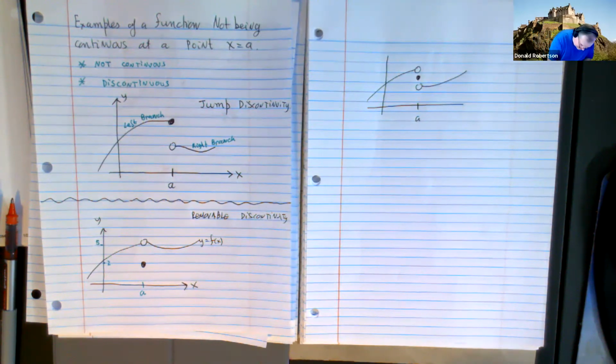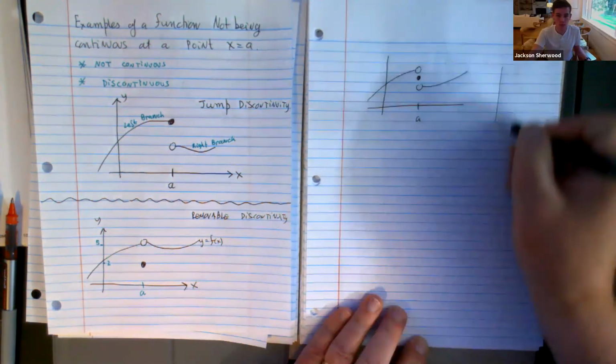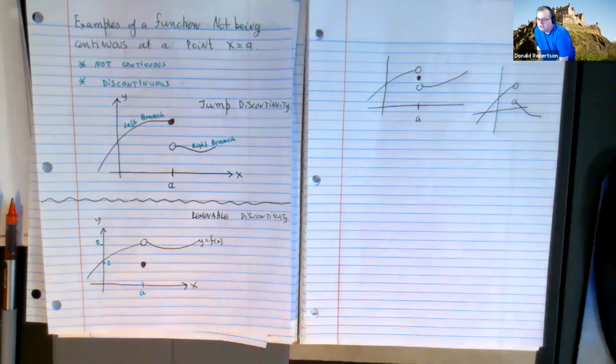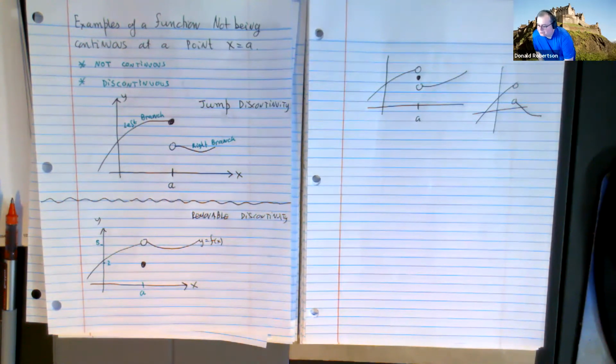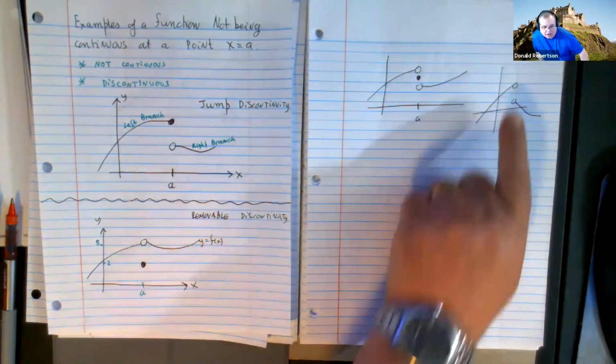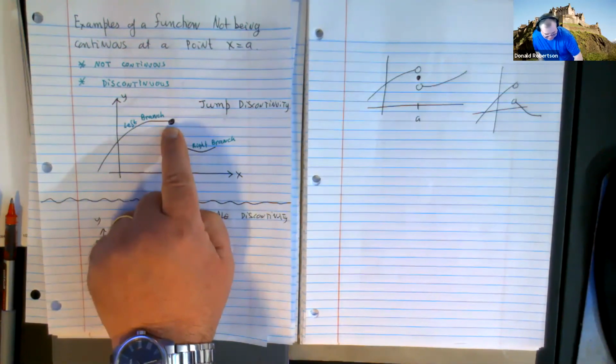Sounds good to me. Agreed. Is it still a jump discontinuity? Yeah. You're not really fixing it by moving the dot around or taking it away, right? It can belong to either branch.